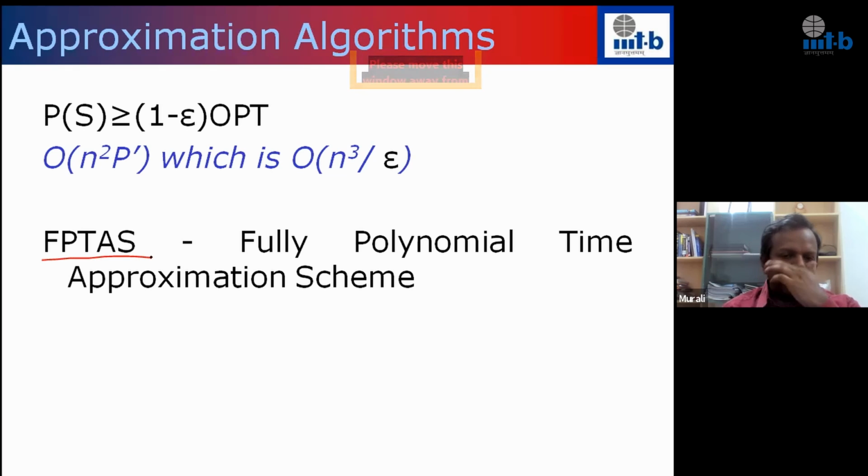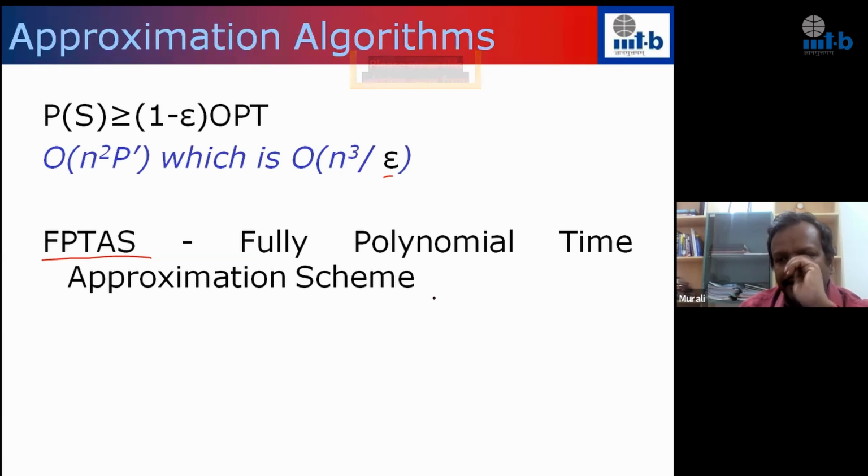For an NP hard problem, this is probably the best that you can expect to do, right? Because if you want to go to 99% close to the answer, you can go. The running time will not blow up too much. So 99% will be 100 into n cube, which is a constant. The 1 by epsilon, if you treat it as a constant, you more or less have a polynomial time algorithm, right? So these algorithms are inversely proportional to the error factor.